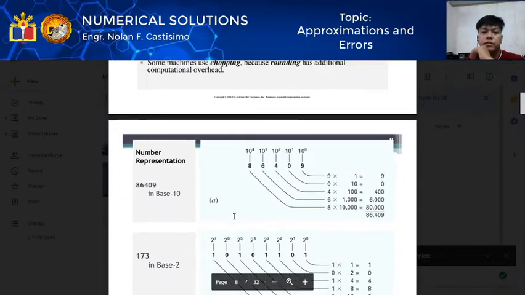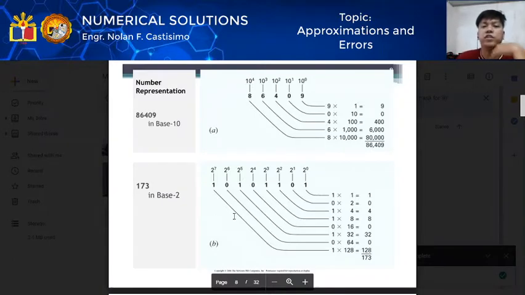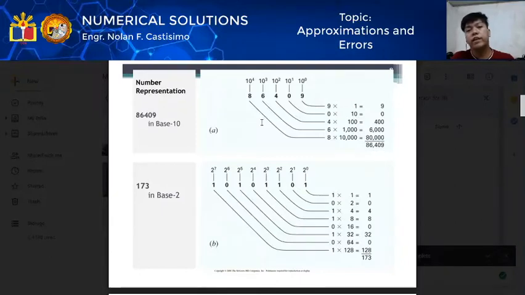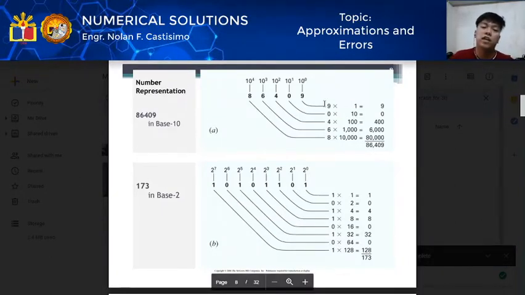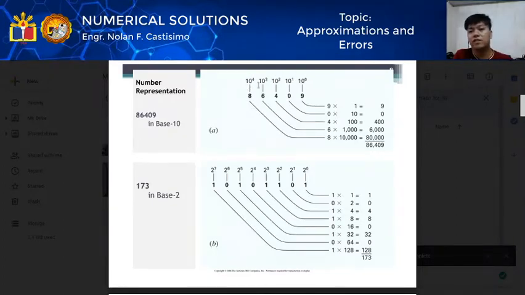Okay, next. We have the number presentation. Okay? So, ganyan lang yung number presentation. So, kayang-kaya nyo yung maintindihin. Itong 10 raised to 0, 10 raised to 1. So, isulat nyo lang na paganyan. Tapos, i-count nyo lang 0, 1, 2, 3, 4. Tapos, naka-base 10 lang siya. So, ayan lang. Ganun din si 173 in base 2. So, pag in base 2, naka-binary, yan. So, for example ito, 1, 0, 1, 0, 1, 1, 0, 1. Okay? So, ito yung complete solution niya.